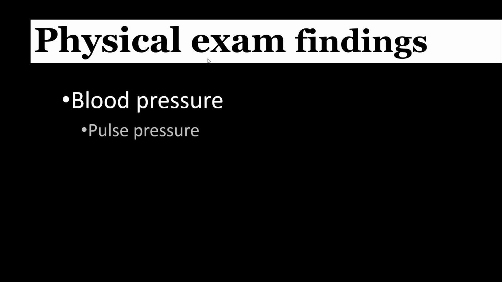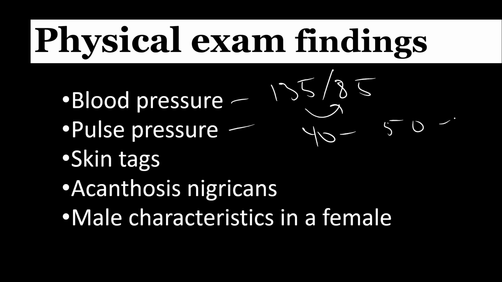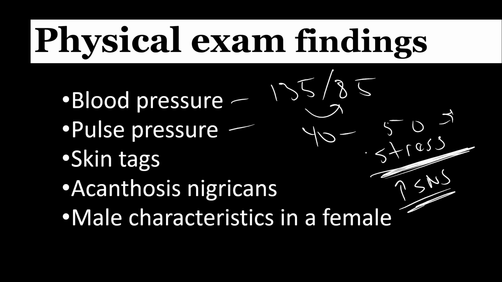Okay, physical exam: blood pressure, pulse pressure, skin tags, acanthosis nigricans. This is for the pre-diabetic or that metabolic syndrome person. You're going to see that blood pressure be somewhere in many times, 135 over 85. Pulse pressure is the difference between these two. It normally should be at 40. When it gets up to 50, it's definitely getting high, and that's a sign that there's a lot of stress in that artery. It could be from clogging of the arteries or stiffening of the arteries, but mostly it's stress on the artery due to the increased sympathetic tone from too much insulin. So you'll see that pulse pressure there.